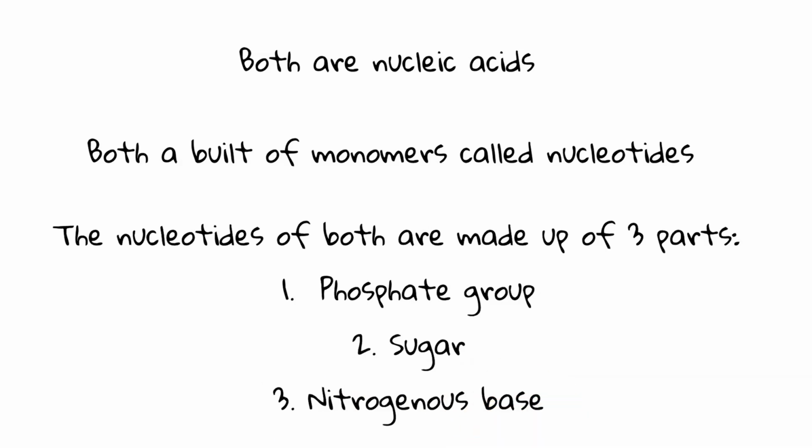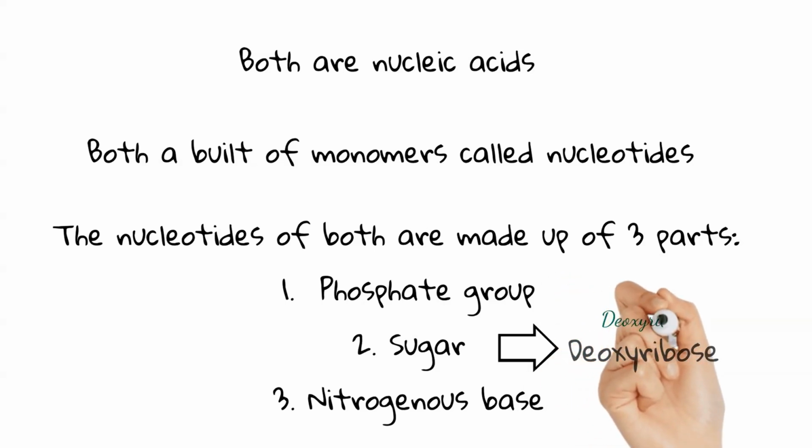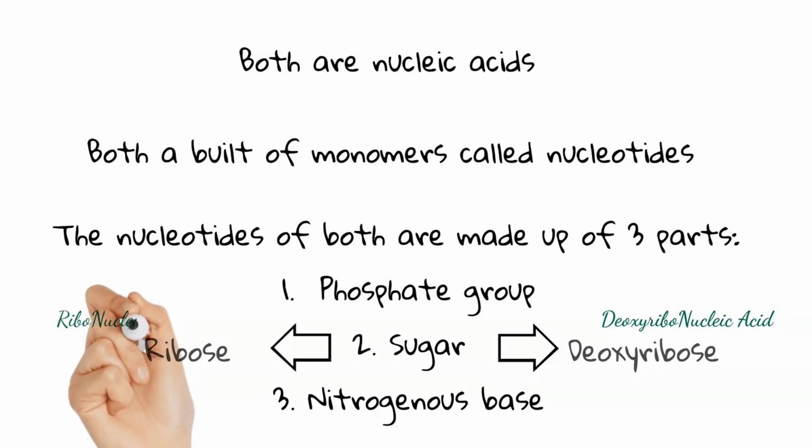However, where they differ is in those sugars and a little bit in those nitrogenous bases. Number 1, the sugar that's used in DNA monomers is deoxyribose sugar. So it's missing the oxygen that the sugar in RNA has. So deoxyribose sugar is what contributes to a monomer of DNA, and that's why we have the name deoxyribonucleic acid, right? DNA.